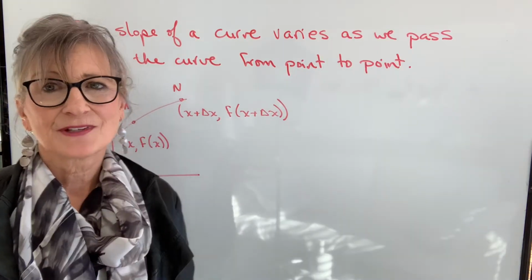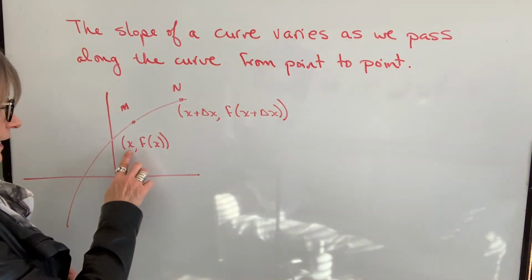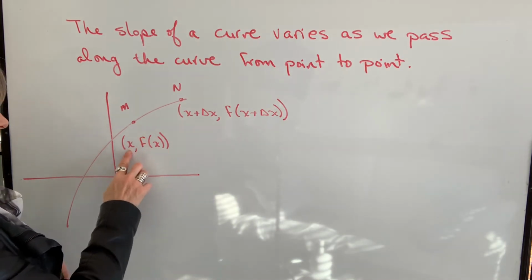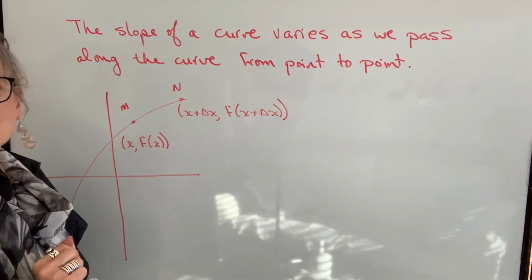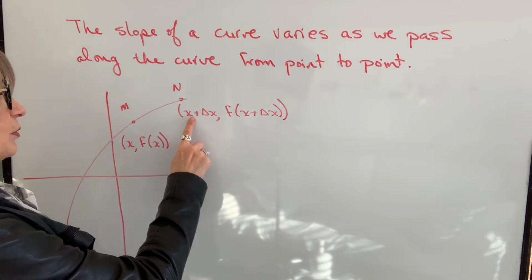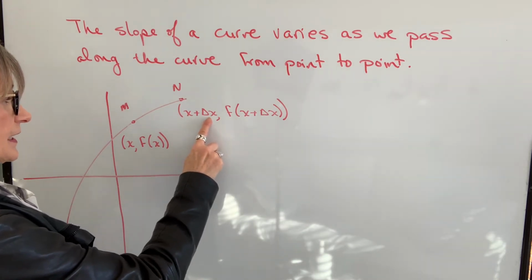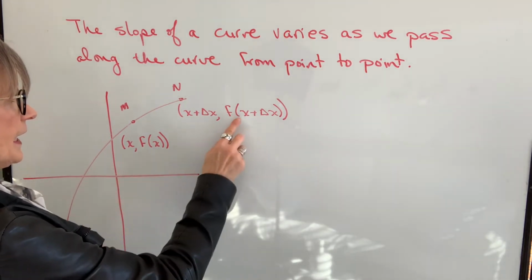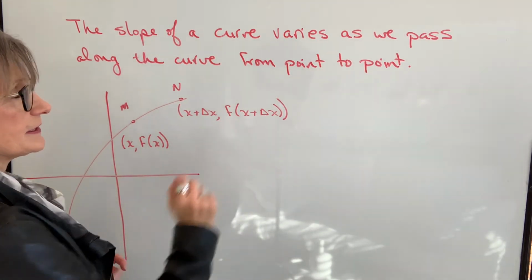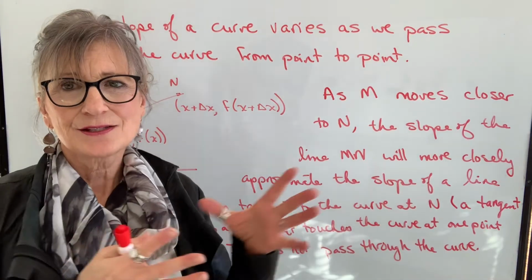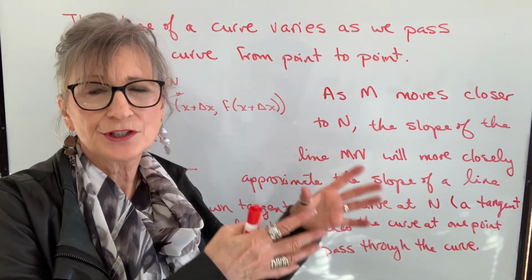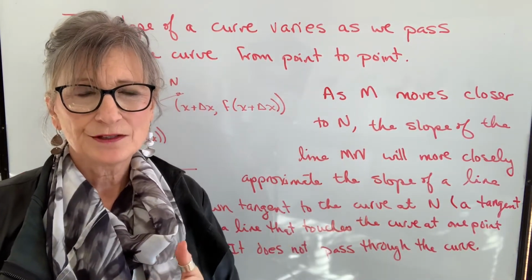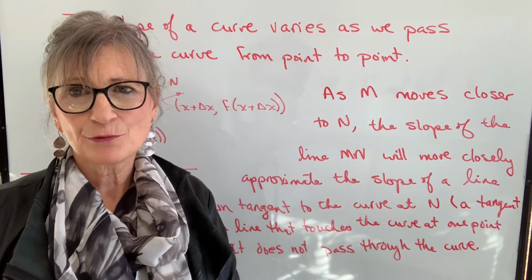Now, again, I have labeled this point x and f of x. I've labeled this point, the x value is x plus delta x, so here's my x and here's my delta x. And the y value will be f of x plus delta x. So I kind of wrote the notes out here of what I'm going to say, just so that you've got a visual as well as hearing what I'm saying.